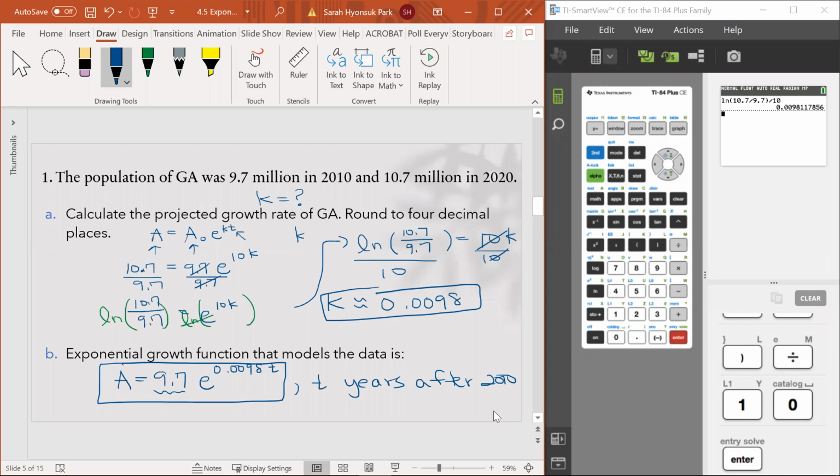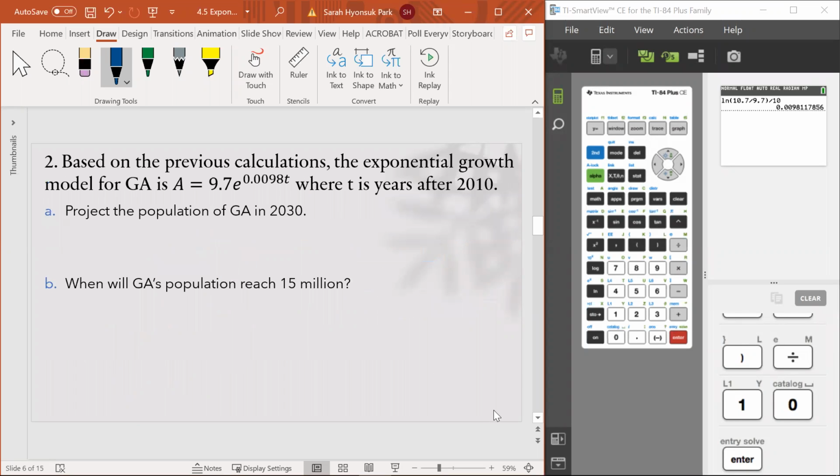Let's look at number 2. So based on the previous calculations, we got the exponential growth model for our state: A equals 9.7 E to the 0.0098 T, where T is years after 2010. Let's project the population of Georgia in 2030. So this is important.